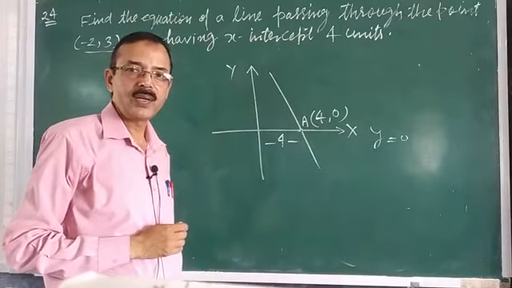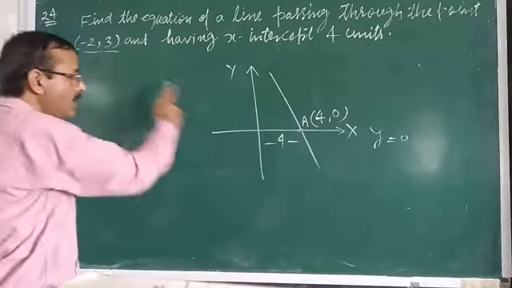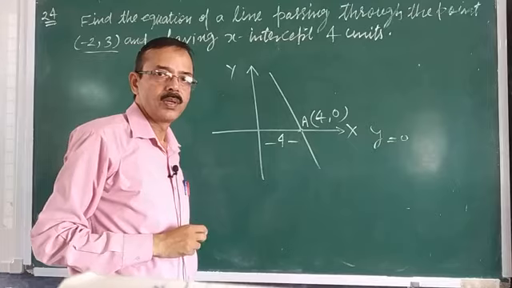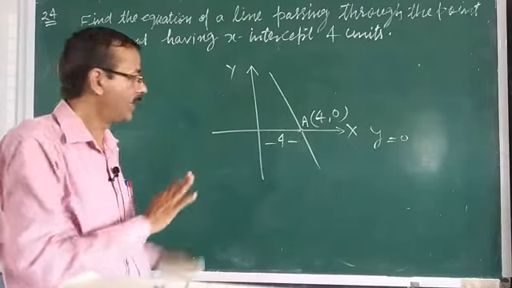Now what do we have to find? We have to find the equation of this straight line passing through (-2, 3) and (4, 0). Yes, so you are familiar with finding the equation of a straight line by using the formula. So let's see.